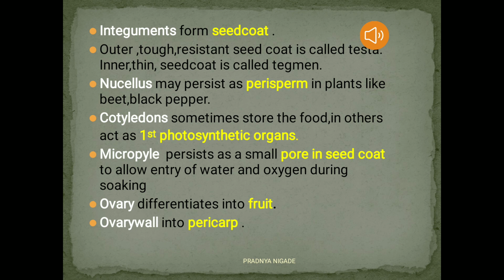Cotyledons in some non-endospermic seeds act as food storage, and in others they are the first photosynthetic organs. Next to that, micropyle. Micropyle persists as a small pore in the seed coat to allow the entry of water and oxygen during soaking. This is how the ovary begins to differentiate into the fruit and the ovary wall develops into the pericarp.